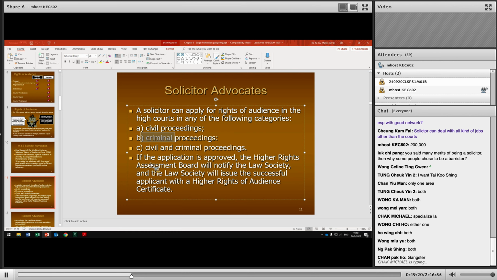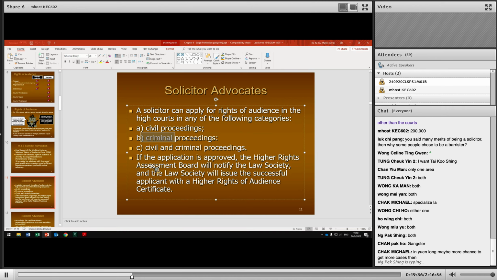So it's not too common for a lawyer to specialize in both civil and criminal proceedings. Usually they have a specialization. People who specialize in civil cases seldom do any criminal cases, except some very petty criminal cases. Those lawyers who specialize in criminal cases usually will not handle any civil cases.